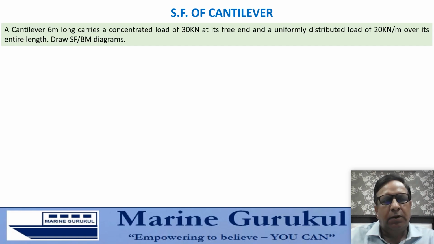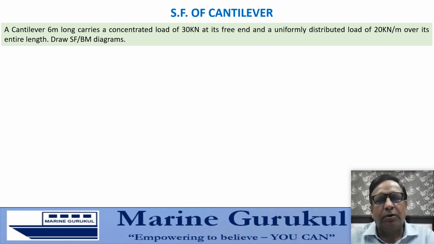A cantilever 6 meter long carries a concentrated load of 30 kilonewton at its free end and a uniformly distributed load of 20 kilonewton per meter over its entire length. Draw SF and BM diagrams.